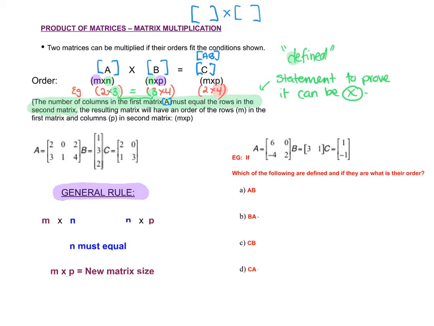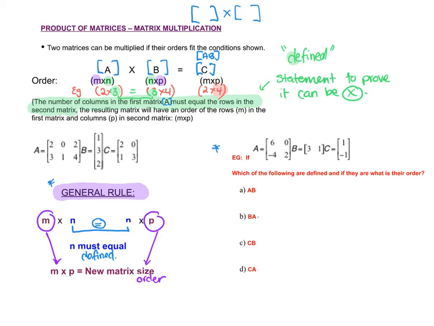Let's check if we understand that rule. The general rule is these two numbers must be the same, and that's called defined when they are. The answer is going to have these two numbers, so your new matrix size or order will be that. Now let's do these examples. They're asking which of the following are defined, and if they are defined, what will their order be if you multiplied them together?